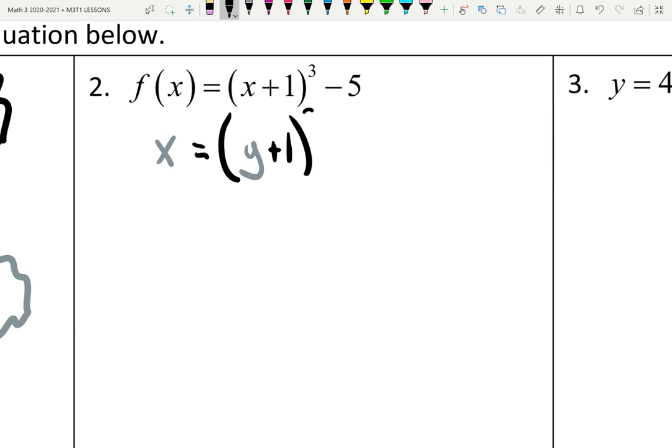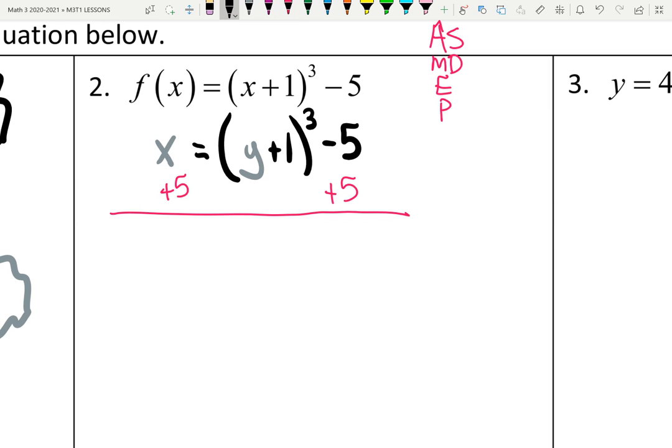I am going to reference what I'm going to do first, because I'm using inverses, I have to go in the opposite order of operations. The opposite order of operations says that I'm going to add and subtract first. So I'm going to add 5 to both sides, and it's going to produce x plus 5 equals y plus 1 to the third. Now, because of this order, there is no multiplication and division to do. But I'm going to take the cube root of the left and the right side.